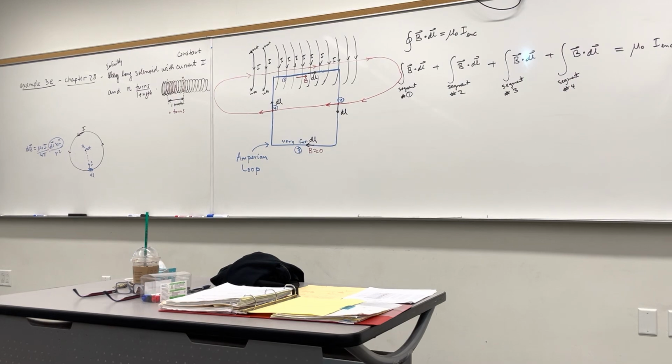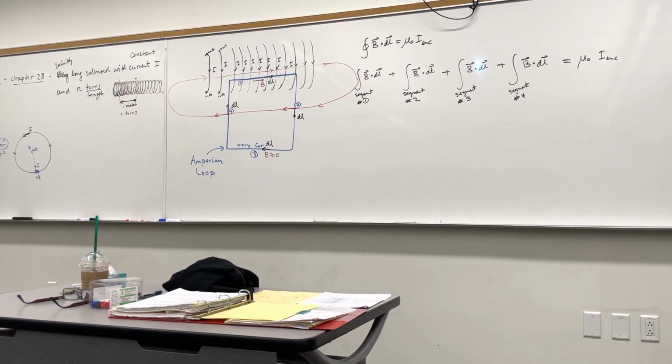I want the dot product between the magnetic field vector and the L.